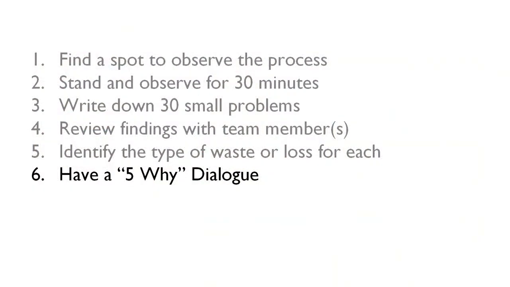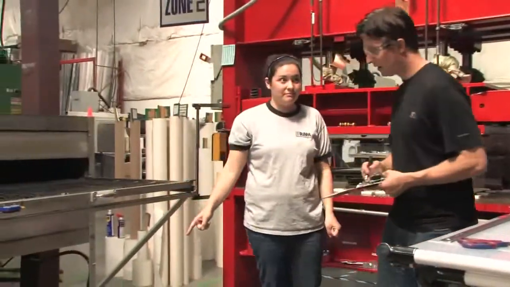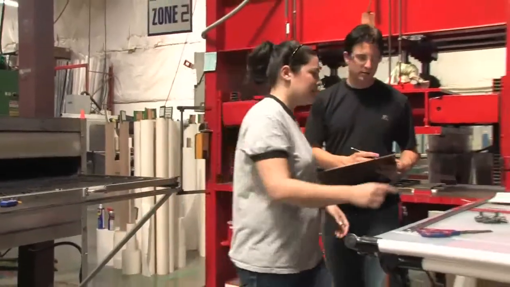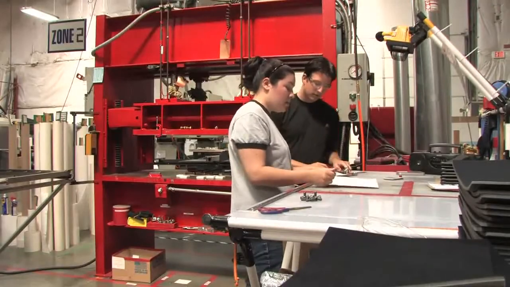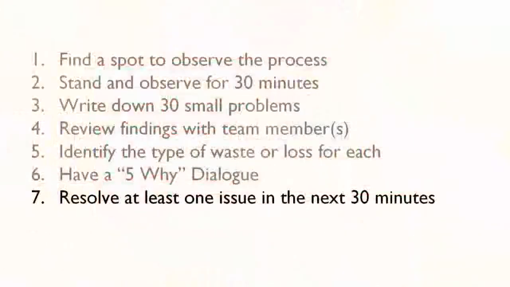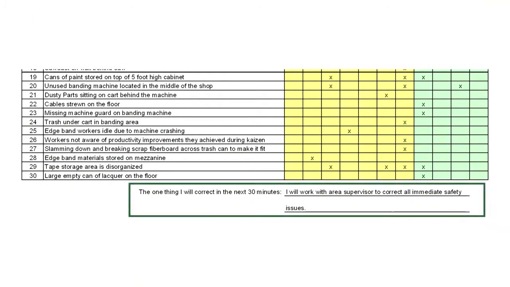The 6th step of our 8-step process has us working to identify the root cause of at least some of the items on the list by asking why several times. By involving our team members, we're often able to quickly identify some countermeasures to several items on a list, which takes us into step 7, which challenges us to resolve at least one issue within the next 30 minutes. In all cases, you'll want to prioritize safety and environmental issues first. But this doesn't mean that you can't address other items as well.